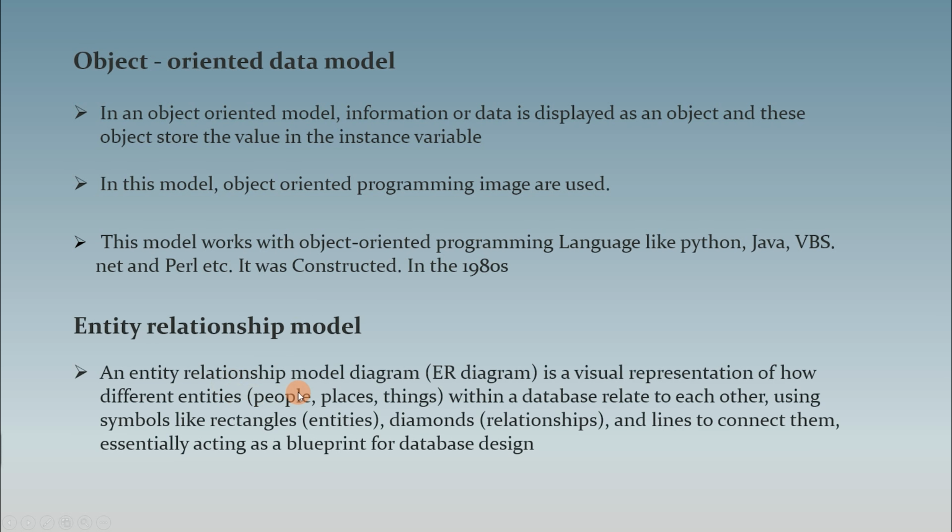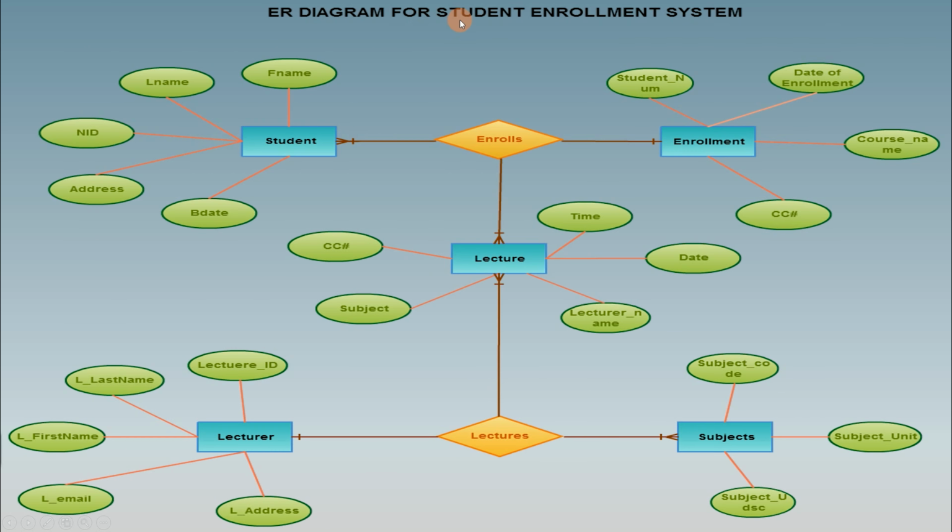Entity relationship model. An entity relationship model diagram is a visual representation of how different entities, meaning people, places, things, within a database relate to each other, using symbols like rectangles, diamonds, and lines to connect them, essentially acting as a blueprint for the database design. So you can see the ER diagram for a student enrollment system. The rectangles show the entities: student, enrollment, lecture, lecturer, subjects, and the diamonds are the relationships between student and enrollment, lecturer and subjects. So this is how the ER diagram is prepared. You can take your time and try to understand it by pausing the video.